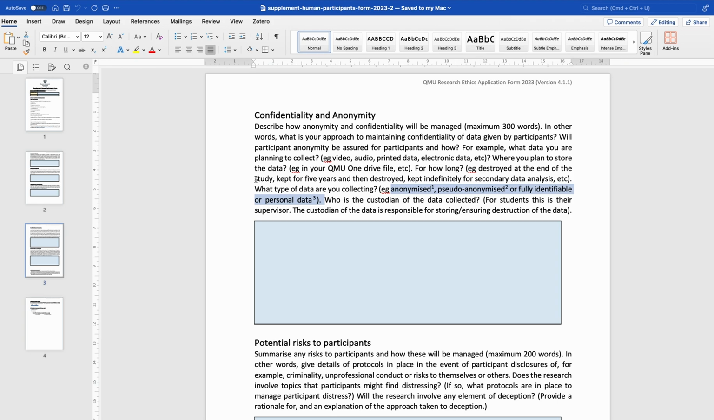And how long the data will be kept for. We've mentioned that as well when talking about the previous form. Who is the custodian of the data collected? This will be your supervisor, and the supervisor is responsible for storing and ensuring destruction of the data.